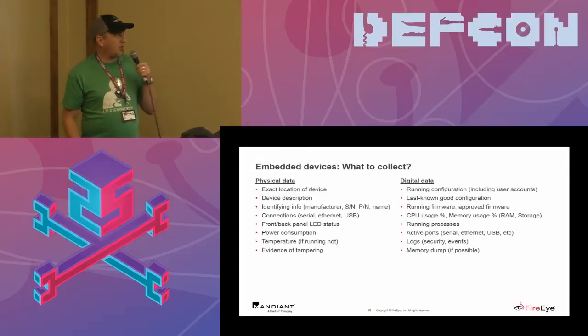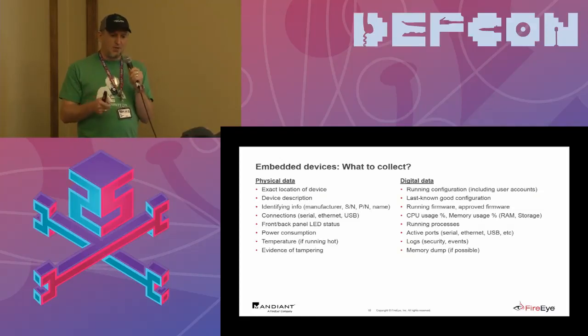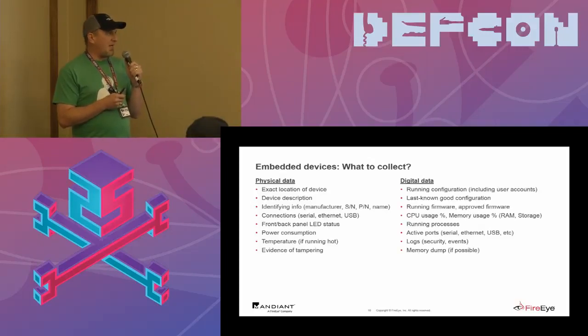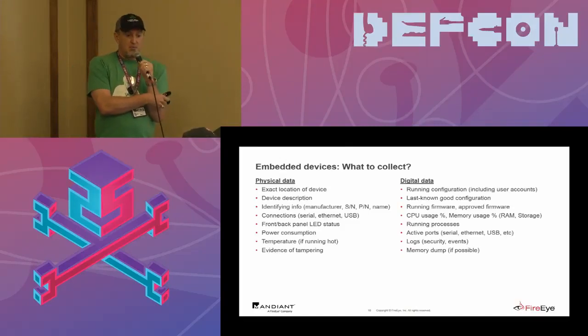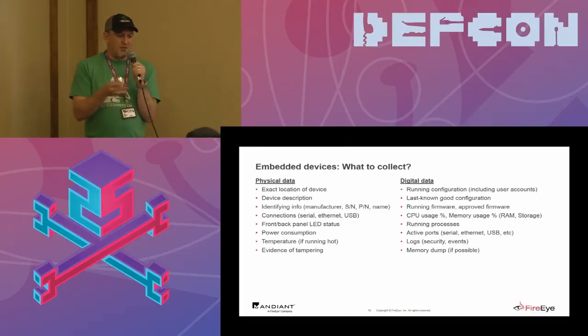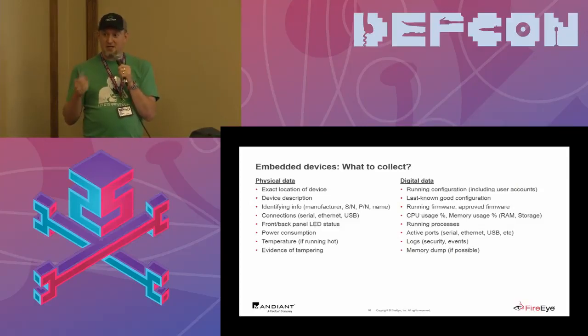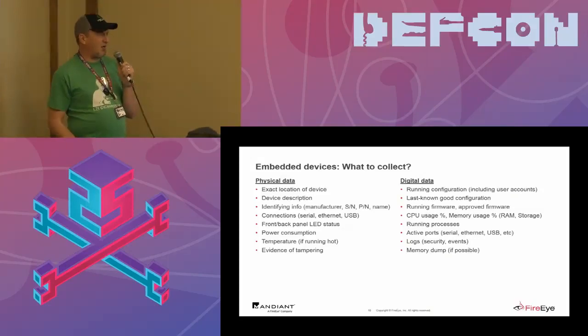So what can we collect? Two types: physical data and digital data. Whenever you have a response that you need to do something, you need to figure out exactly what device it is and where it is, and what rack it's in or what panel or what platform, whatever it is. Any identifying information: manufacturer, serial number, part number, name. Most control systems, you try to have a good asset inventory, but we all know that there may not be an up-to-date asset inventory. You have to make sure that you collect that right there and then.